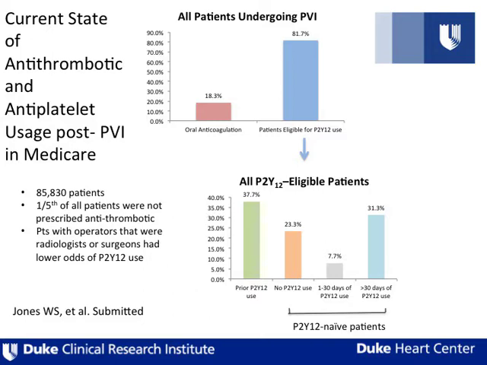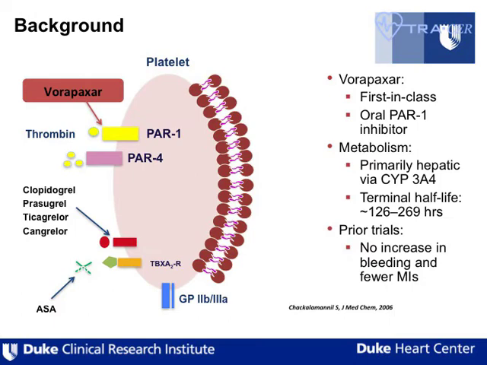You can see at the bottom right of the screen that many patients had a prior indication for P2Y12 use, and then a very small percentage got 1 to 30 days of P2Y12 use, and then about 1/3 got greater than 30 days. So the second fact is a large variation. Throw into that a new agent, Vorapaxar.